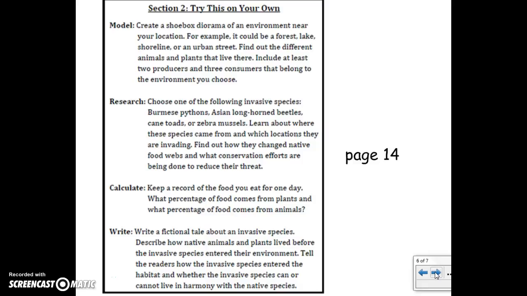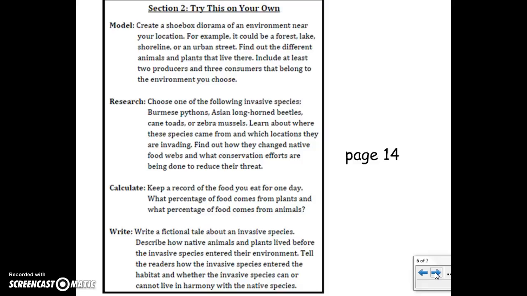Research. Choose one of the following invasive species: Burmese pythons, Asian longhorned beetles, cane toads, or zebra mussels. Learn about where these species came from and which locations they are invading. Find out how they changed native food webs and what conservation efforts are being done to reduce their threat.